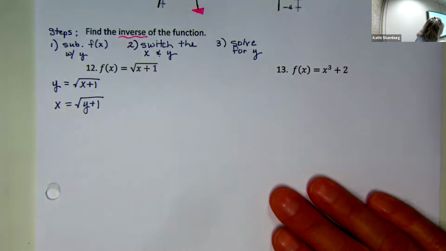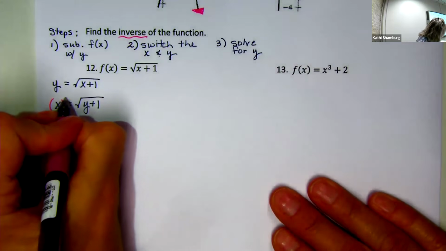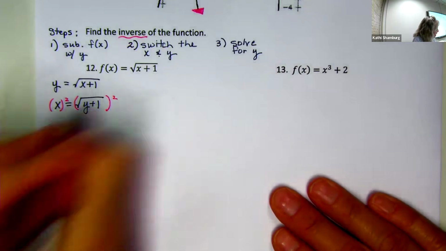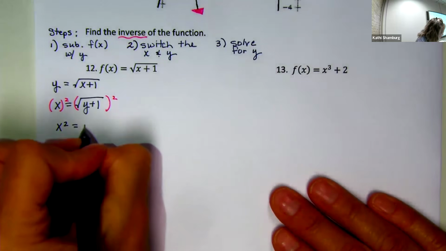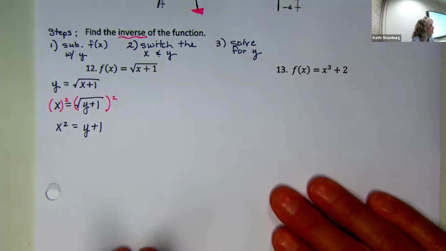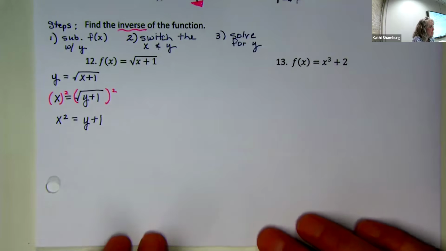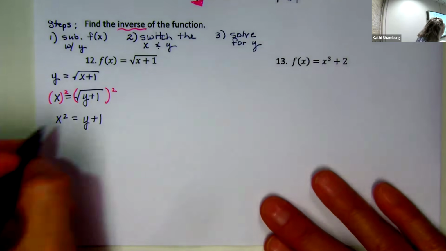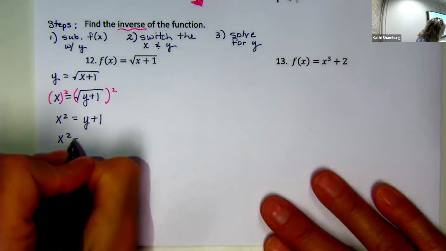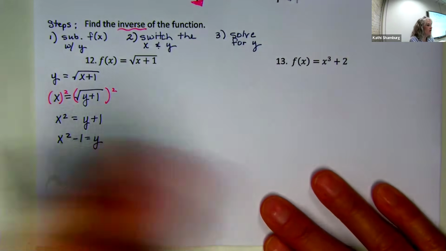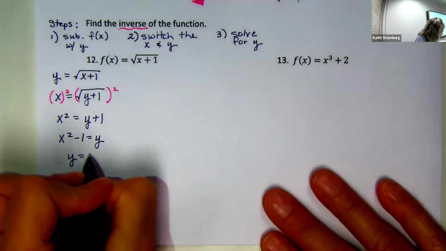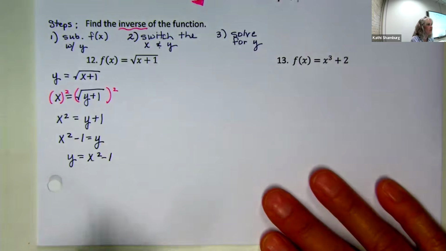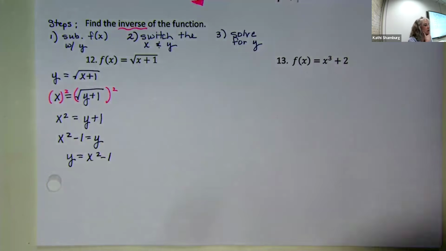All right, so the first thing that I'm going to do is I'm going to square both sides because that is what gets rid of that radical. So now I have X squared equals Y plus 1. And then I'm going to subtract 1 from both sides. So X squared minus 1 equals Y. So we've technically solved for Y, but I'm going to go ahead and switch those because we're used to seeing the solved variable on the far left. So I'm just going to rewrite that as Y equals X squared minus 1.